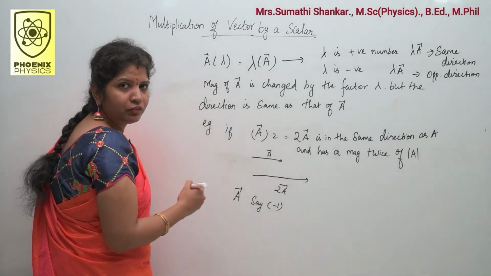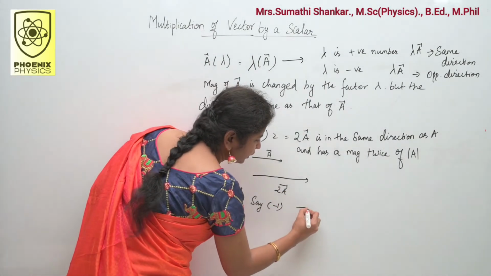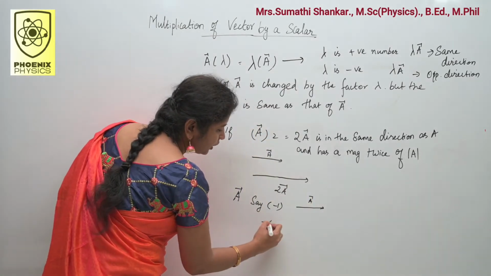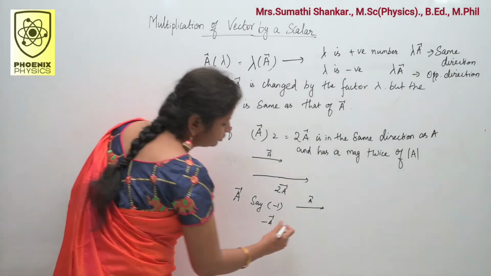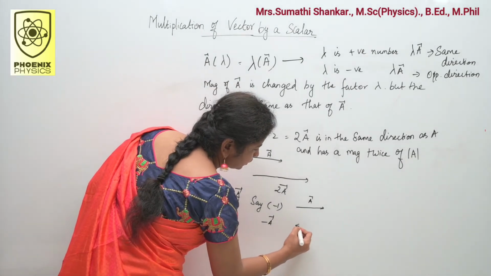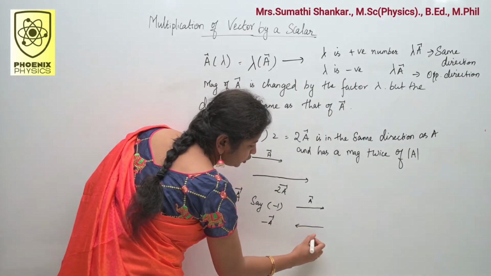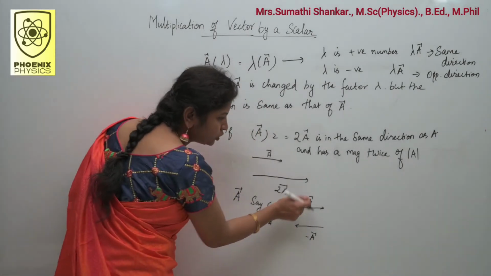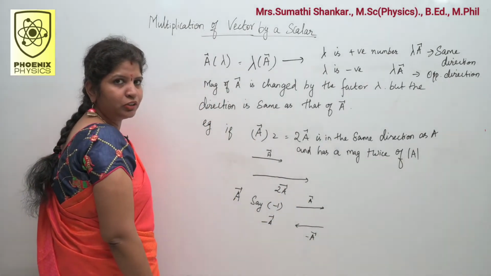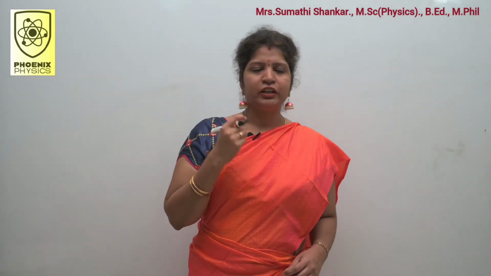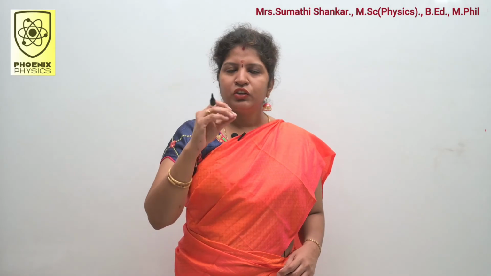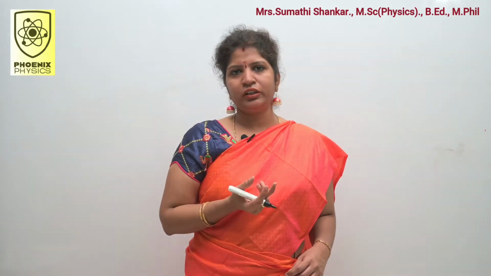How do you draw the vector? So this is my A vector. So minus A means, how do you draw? Like this. The magnitude is same, but the direction is opposite to A vector. Up to this clear? Certain vector quantities can be defined as scalar times another quantities.